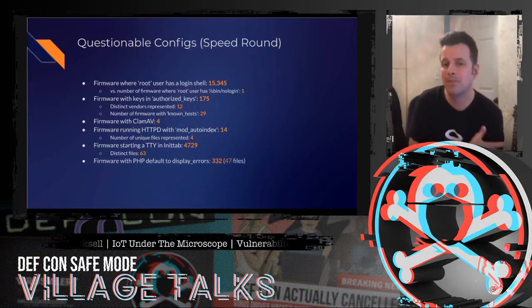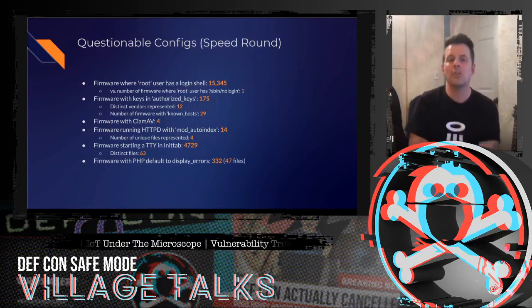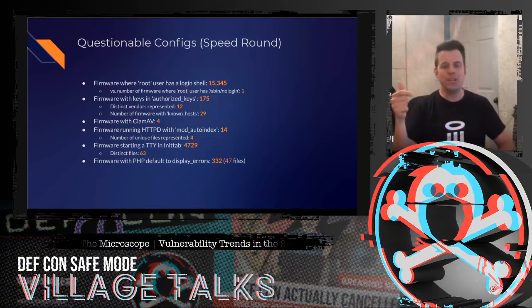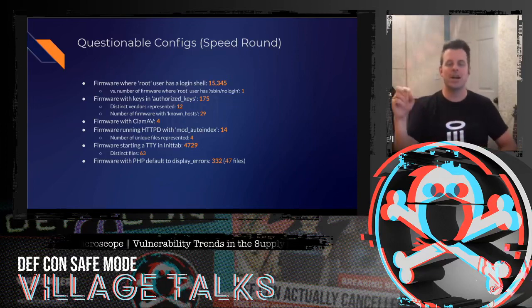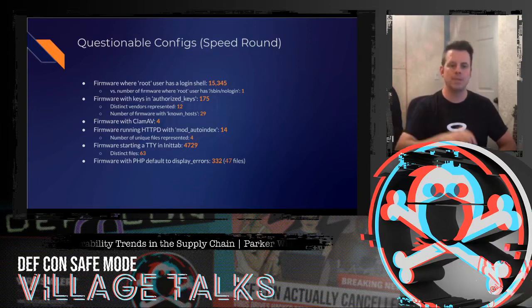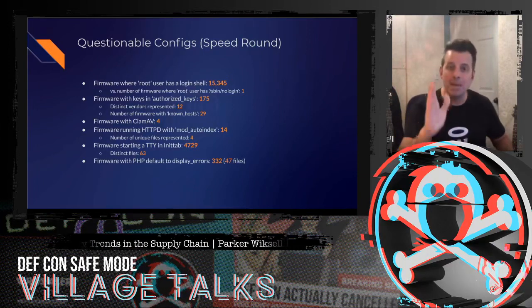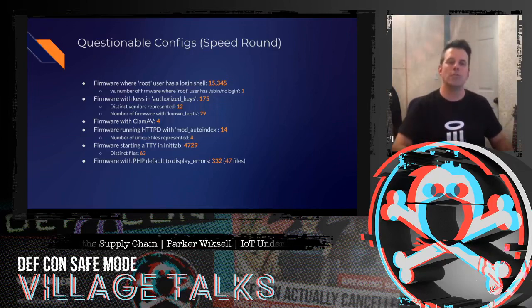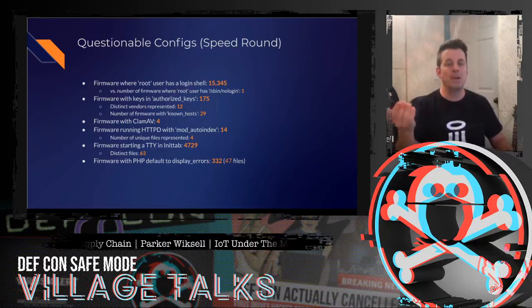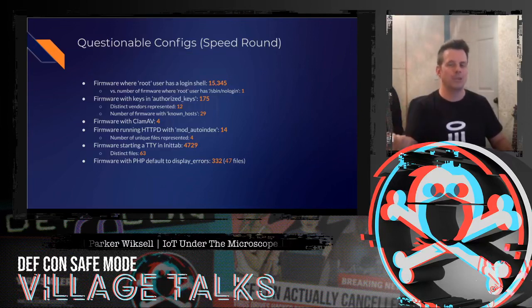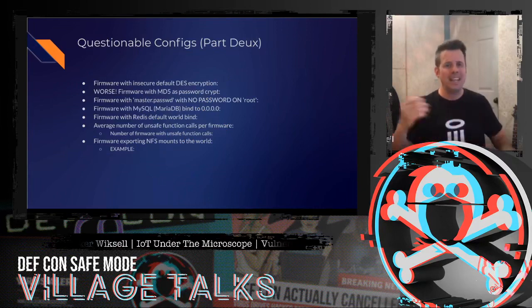Firmware with PHP defaulting to display errors: 332 firmware. So using SQL injection or any kind of command injection, I love when developers leave on display errors because when I make a mistake, it tells me exactly what's there. The problem is that PHP by default allows display errors. You have to explicitly turn it off. So maybe we should be making software that doesn't have defaults that are vulnerable like this in their default configuration. All right, next part.